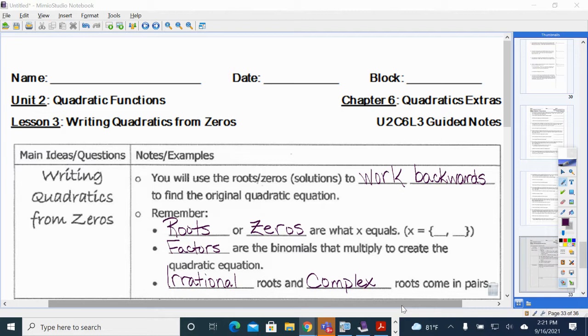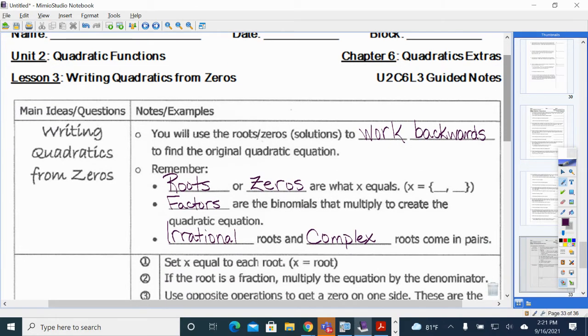So in this first bullet, under writing quadratics from zeros, you will use the roots or zeros, which are the solutions, to work backwards to find the original quadratic equation, which is what I just said. Remember that roots or zeros are what x is equal to. In chapter 5, those were what we were putting inside the braces. So the solutions to the quadratics is what we're going to start with this time, and we're going to work our way backwards to the quadratic.